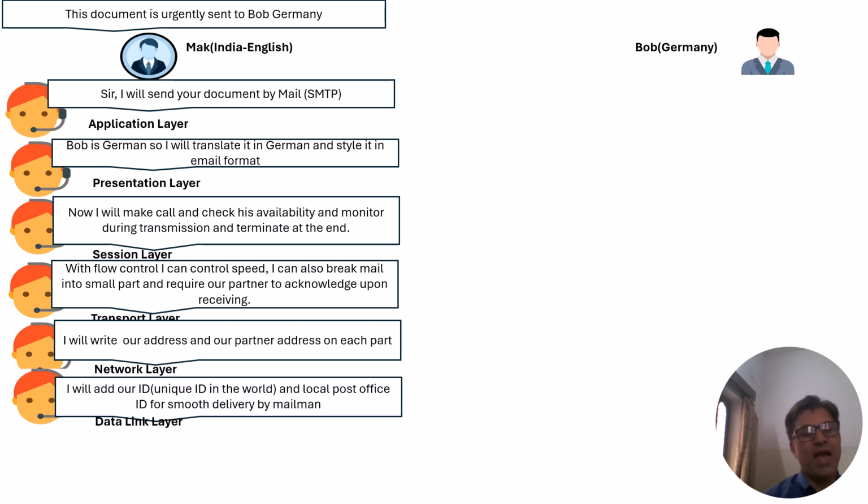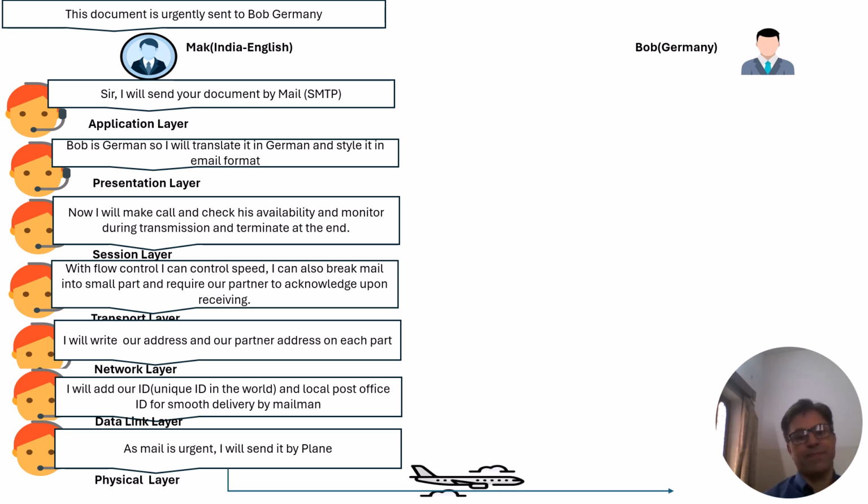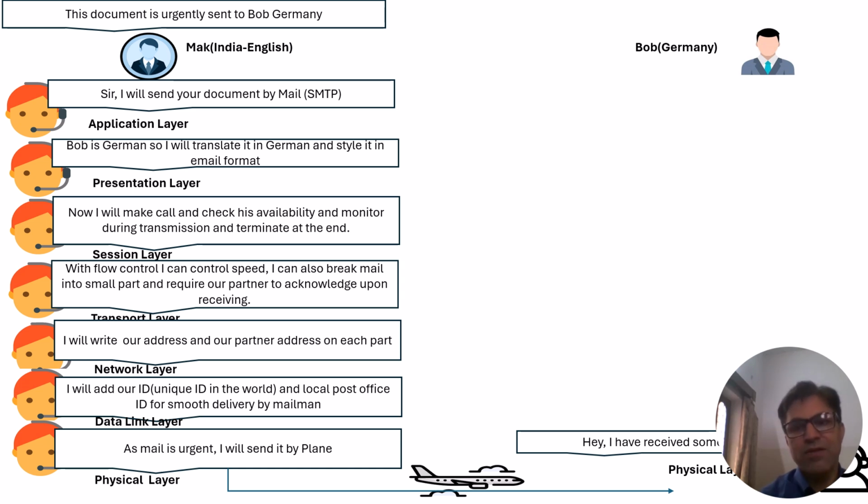Data link layer. I will add our unique ID in the header and the local post office ID for the smooth delivery by the mailman. Then the physical layer. If the mail is urgent, I will send it by plane. Then the physical layer on the receiver side. I receive the message.